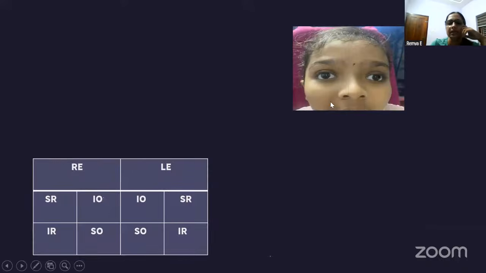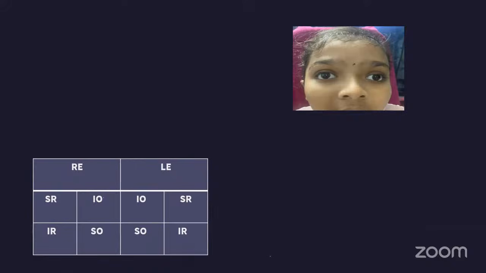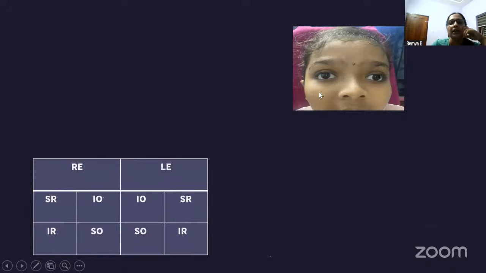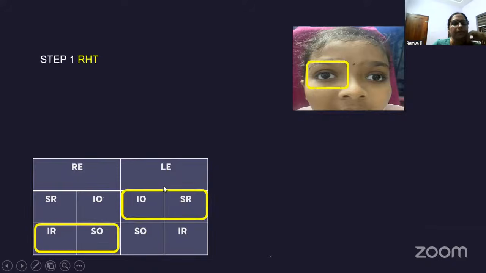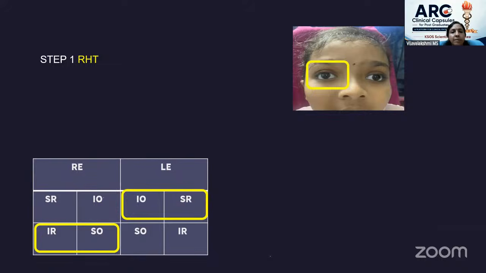So just see this girl. Which eye is hyper? Right eye. So right eye is hyper means either the depressors of the right eye or elevators of the left eye are affected, isn't it? So what are the depressors of the right eye? Inferior rectus and superior oblique. What are the elevators of the left eye? Inferior oblique and superior rectus. First step is okay.